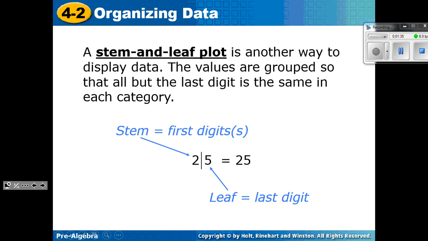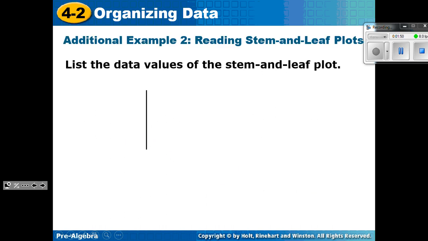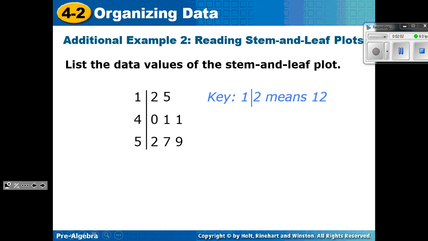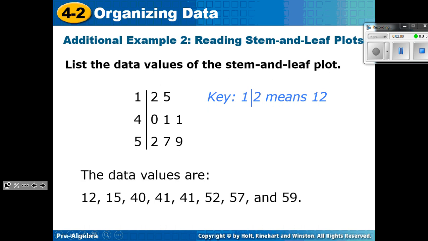Okay, so each piece of data is represented like this. This is the stem, this is the leaf, and this right here means 25. Okay, so they want you to list the values that are in this stem and leaf plot. So here they are. And it's always good to have a key so that a person could figure out what it is you're representing there if they're not familiar with stem and leaf plots.